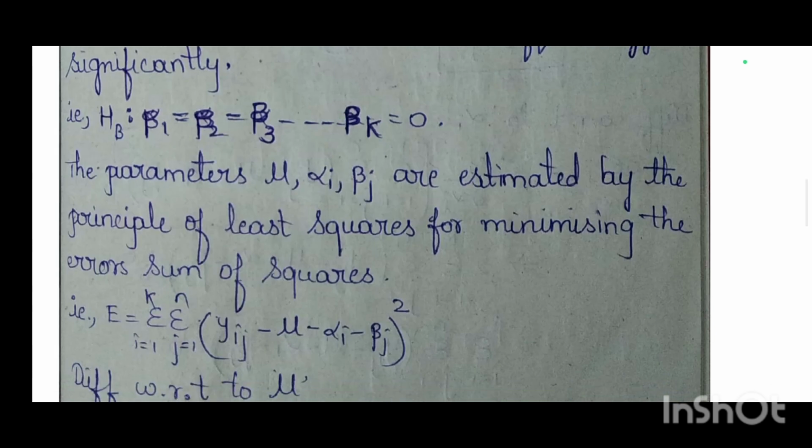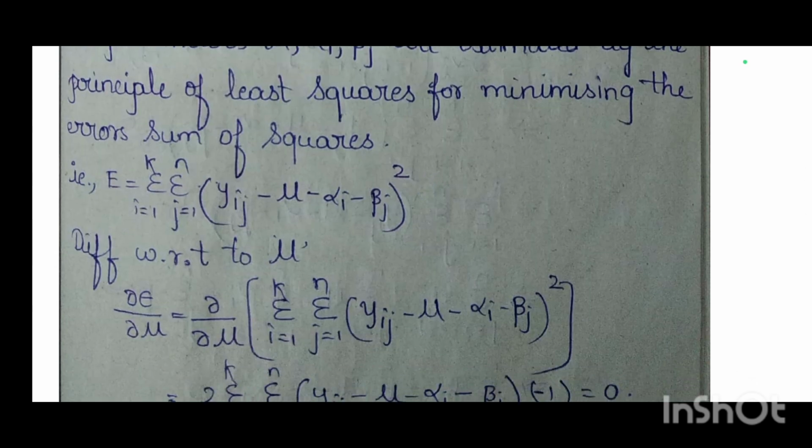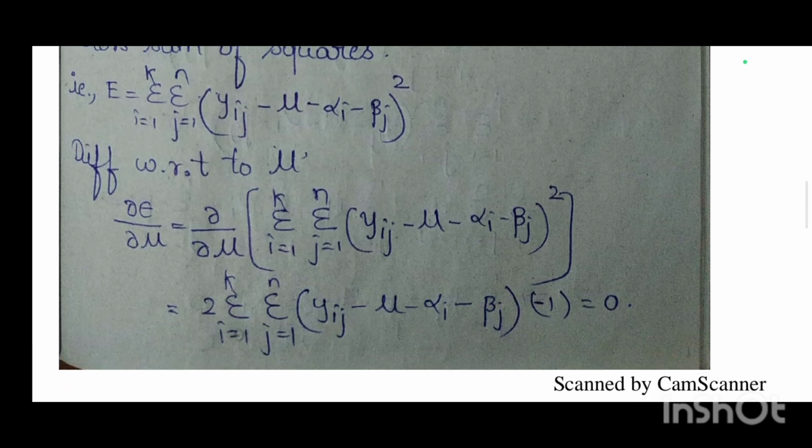equals 0. The parameters mu, alpha i, beta j are estimated by the principle of least squares for minimizing the error sum of squares. So we are using the principle of least squares from the model to estimate the error. The sum of the squares of the deviations is minimum. So here we write E equals double summation of (yij minus mu minus alpha i minus beta j) square.